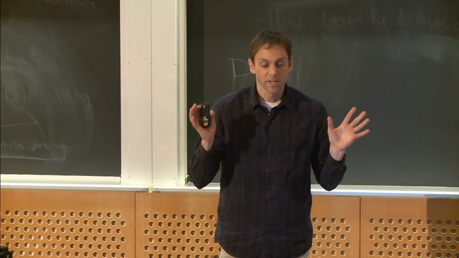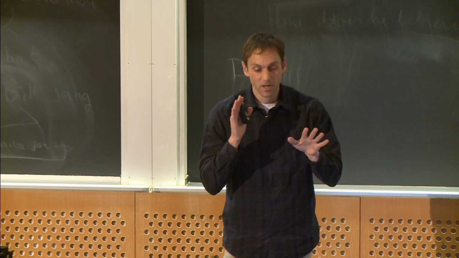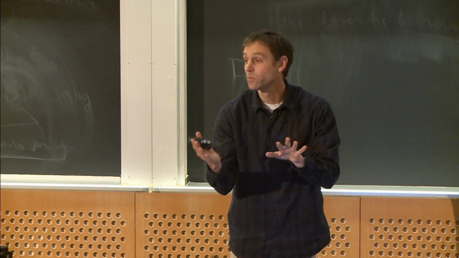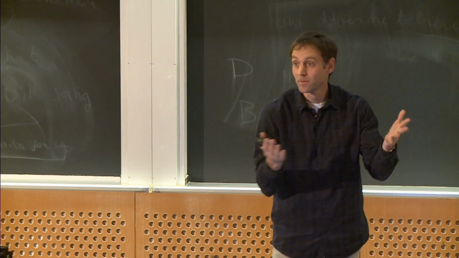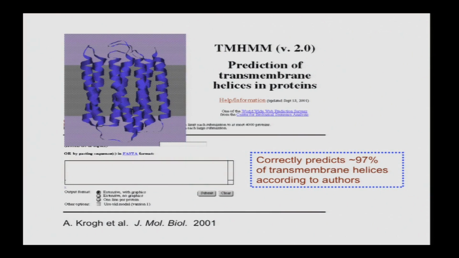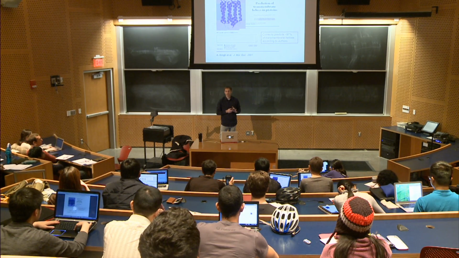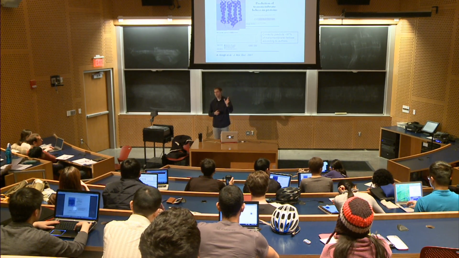So what properties do you think? We said before that you have to have strongly different emission probabilities in the different hidden states to have a chance of being able to predict things accurately. So what properties do you think are captured in a model of transmembrane helices? What types of emission probabilities would you have for the different states in this model? Anyone?